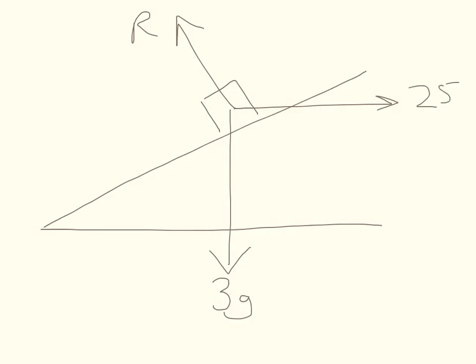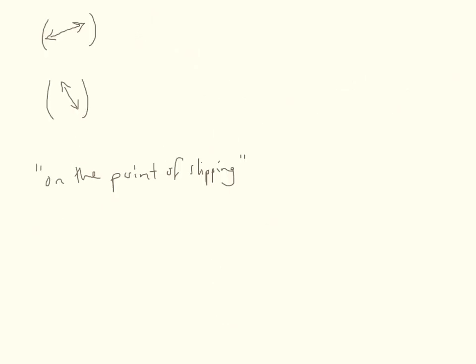And because it's on the point of moving up the plane, friction always opposes motion, so it's going to be down. Make sure your arrows are very long. There's no acceleration in the question, so this is finished. There's no acceleration, so it's an equilibrium or statics question, so we're going to resolve parallel to the slope to find F, perpendicular to the slope to find R, and we've got a quote from the question.